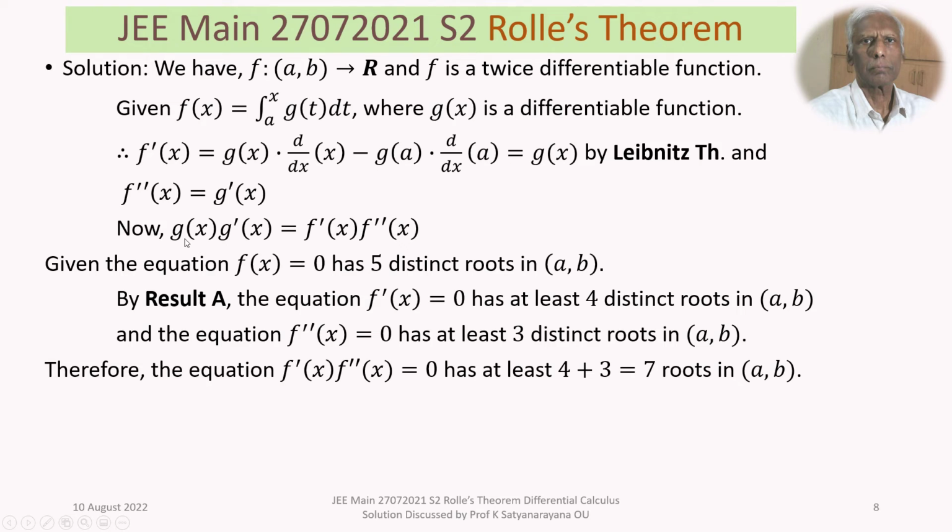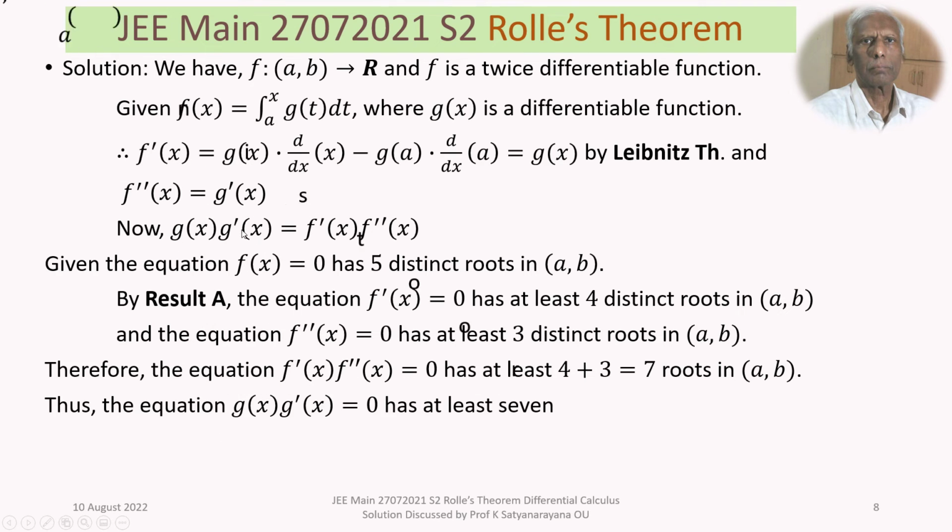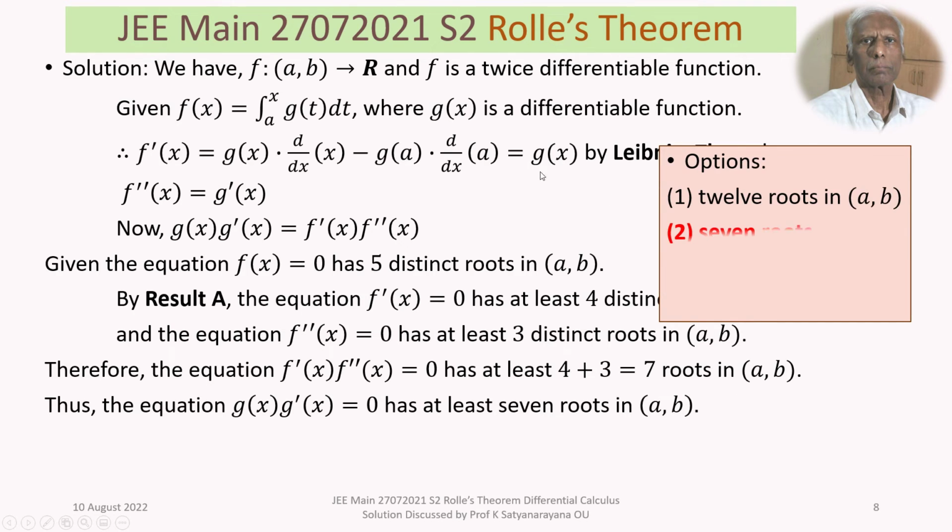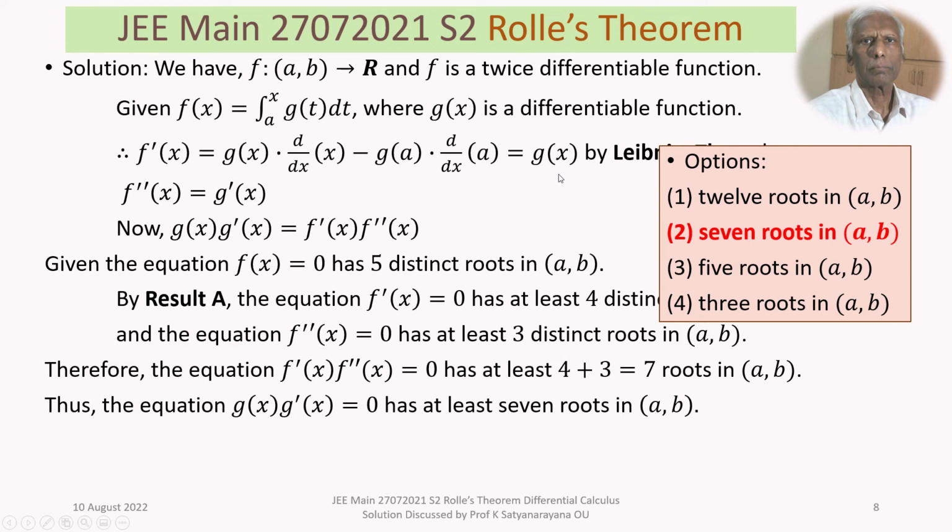Now the equation g of x into g prime x is equal to 0 is the same as the equation f prime x into f double prime x, and the equation f prime x into f double prime x has at least 7 roots in the interval a to b. Therefore the equation g of x into g prime x is equal to 0 has at least 7 roots in the interval a to b. Let's look at our options. Our answer, that this equation has at least 7 roots in the interval a to b, appears against option 2. Therefore, our answer is option 2.